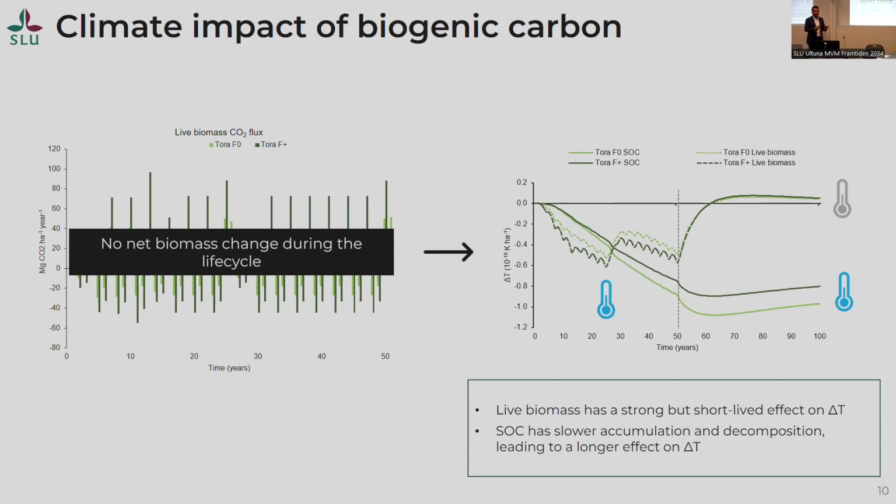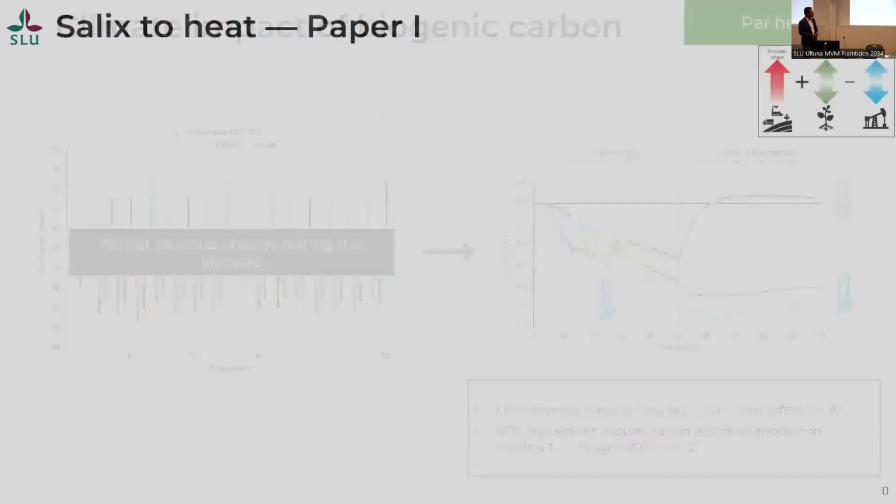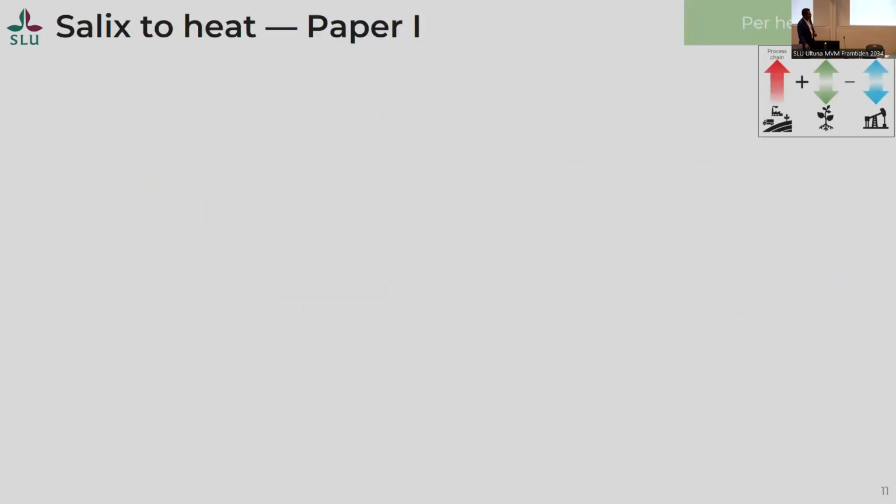So when we look at the GVP values going forward for the different conversion processes, this effect of the live biomass does not get captured in the GVP values, but we can see it in the delta T values or the temperature curve values. Now I will directly move into the results of the 3 different conversion processes.